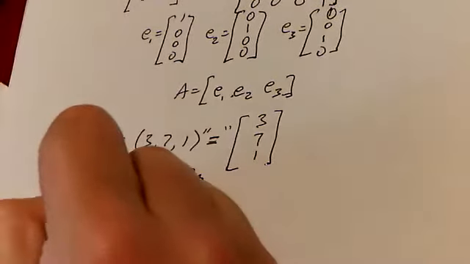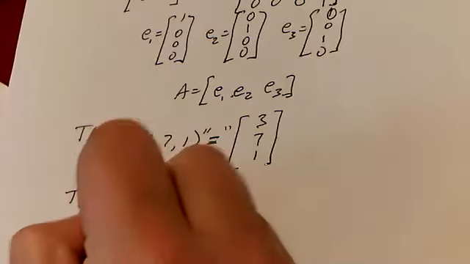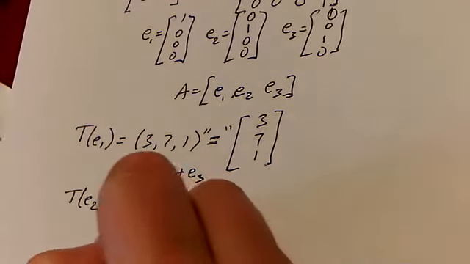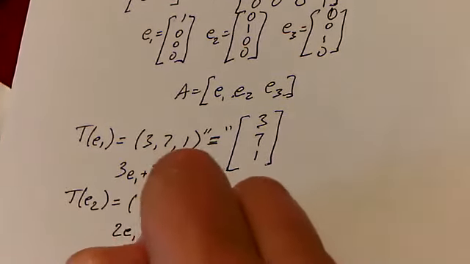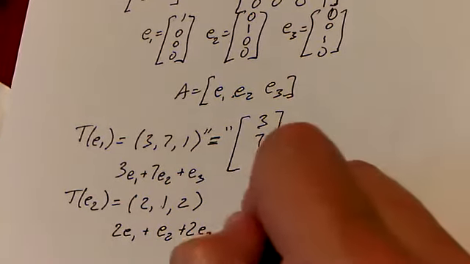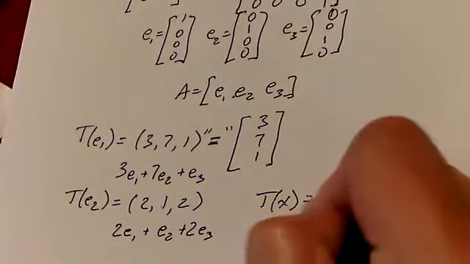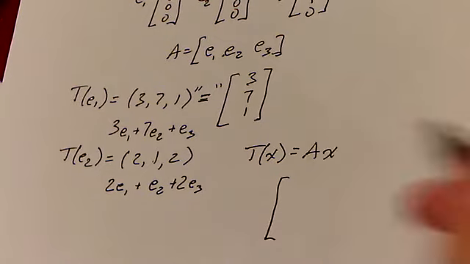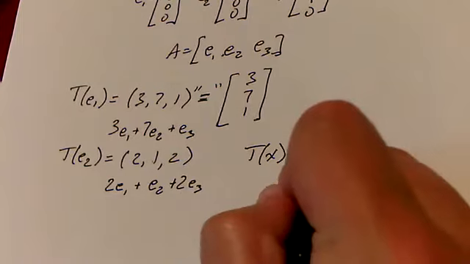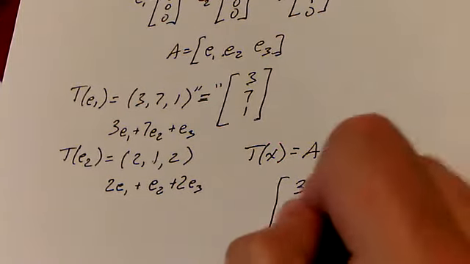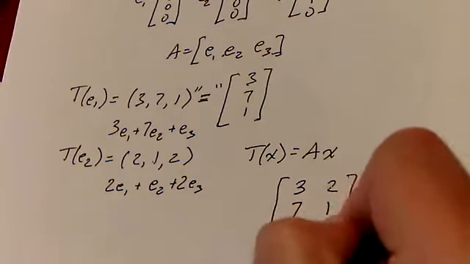Then let's say I have another vector here, T of E2. It's equal to 2, 1, 2, which I could write as 2 copies of E1, 1 copy of E2, and 2 copies of E3. Now, I know my transformation here, T of X, has a matrix A that corresponds to it, and I can write that matrix A given my information here. I have T of E1 and T of E2. So my first column is 3, 7, 1 from my T of E1, and my second column is 2, 1, 2 from T of E2.